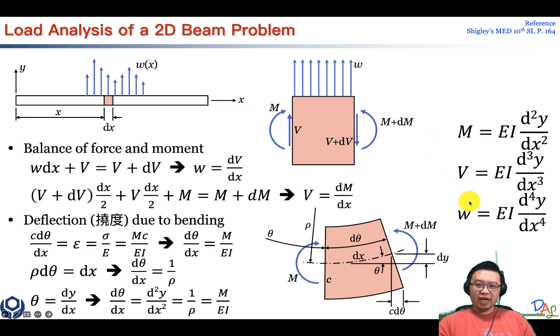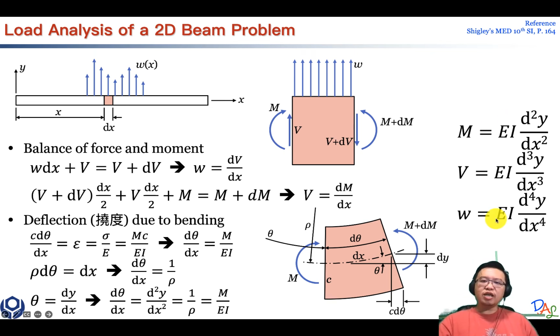So we do that from the first equation to the second one. V ends up with EI times the third derivative of y with respect to x, and with one more derivative of V, you get w. So w equals EI times the fourth derivative of y with respect to x. Okay, so we end up with this.